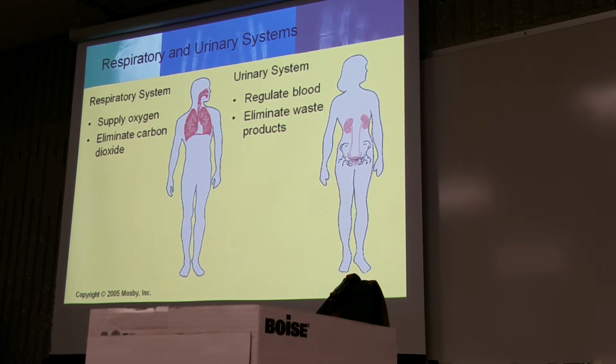So the respiratory system supplies oxygen and also eliminates carbon dioxide by the process of respiration. Urinary system, okay? What's the whole purpose of the urinary system? Get rid of waste products. Okay, waste products from what? From your kidneys. From your blood, right? So eventually your blood supply makes its way into the urinary system. The kidneys filter out any waste products and produce urine, and we get rid of these waste products by way of urination. Okay? So it regulates blood and also eliminates waste products.